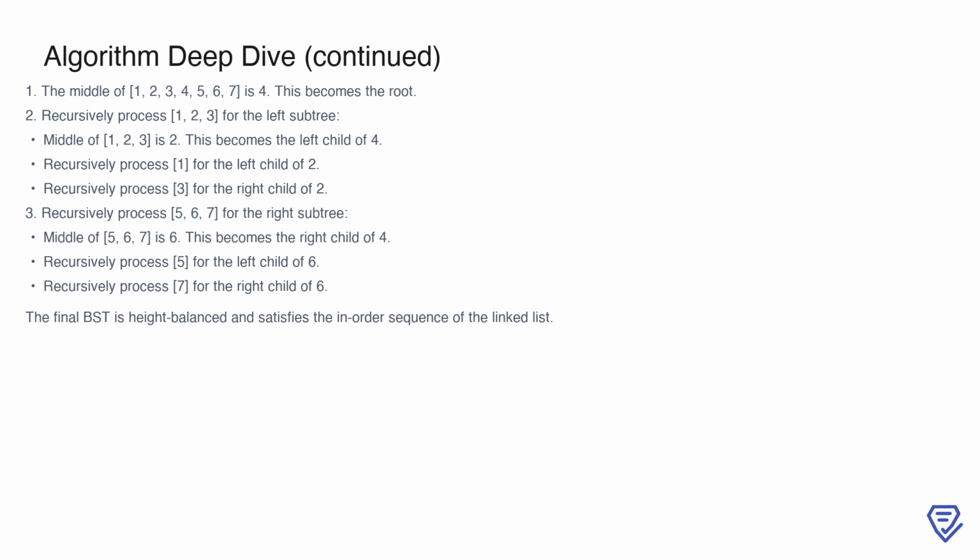For the right subtree, we process the sublist 5, 6, 7. The middle element, 6, becomes the right child of 4. We then process 5, making 5 the left child of 6, and 7, making 7 the right child of 6. This recursive process ensures that the final BST is height balanced and that the in-order traversal of the tree matches the order of the linked list.